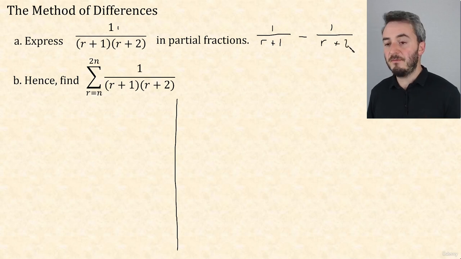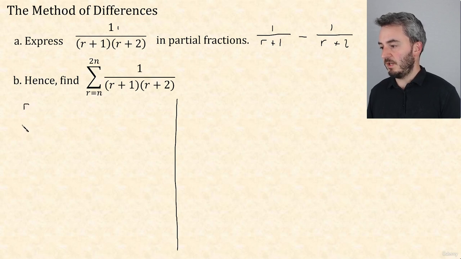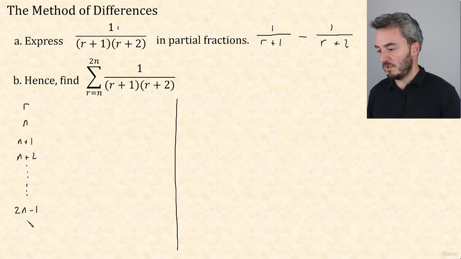So suppose we already have that. Well, if we'd just been asked this question, here's how I'd do it. I'd say that my r value is going to go from n, then n plus 1, then n plus 2, all the way up to, well, the penultimate term is 2n minus 1, and the last term is 2n.